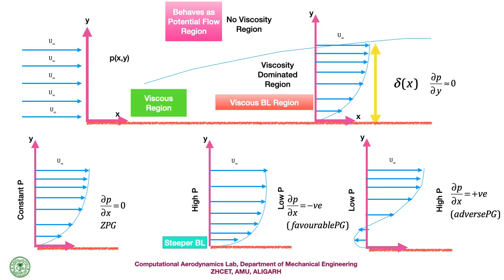So if you compare the zero pressure gradient boundary layer, which I have shown, with the favorable pressure gradient boundary layer, you can see that a steeper boundary layer is formed in the favorable pressure gradient. That means the del u over del y at the wall will always be very high.